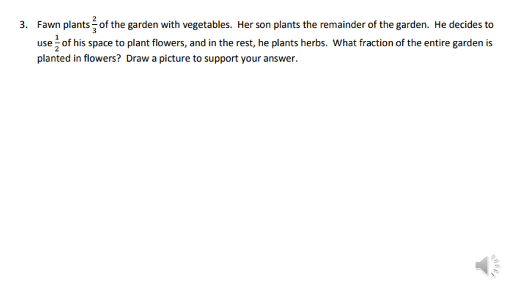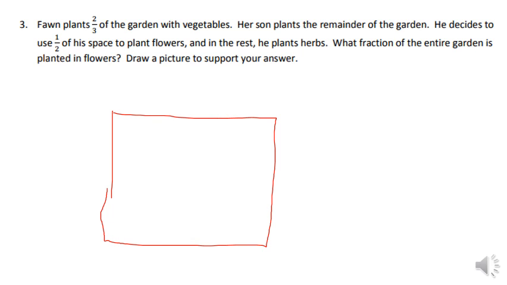On 3 says Fawn plants 2/3 of the garden with vegetables. Her son plants the remainder of the garden. He decides to use 1/2 of this space for plant flowers, and in the rest he plants herbs. What fraction of the entire garden is planted in flowers? Now this one's kind of tricky, because if we do our drawing here, and it first says 2/3.